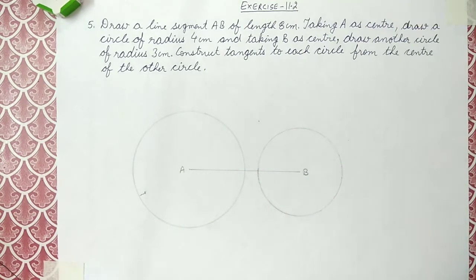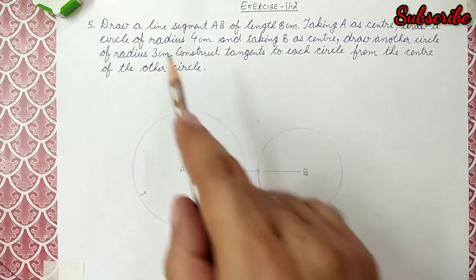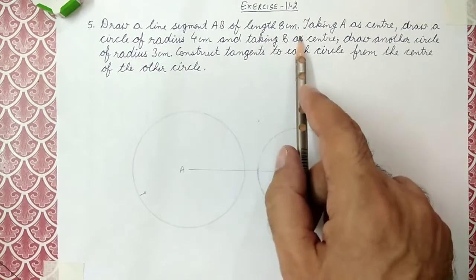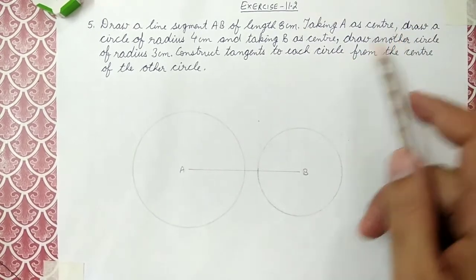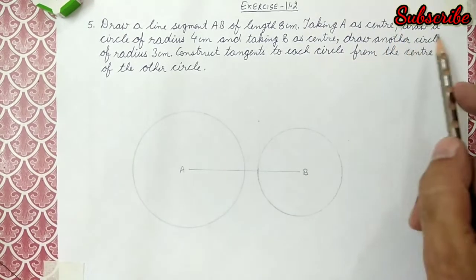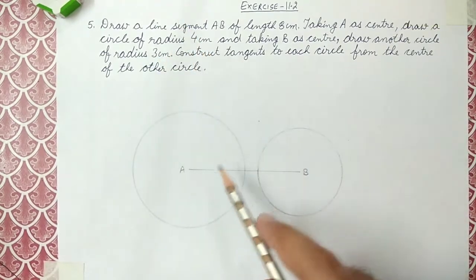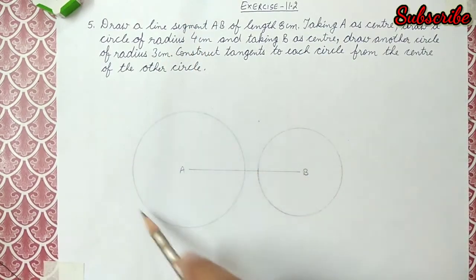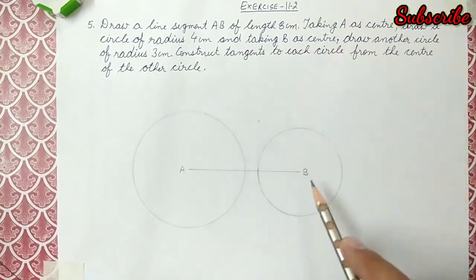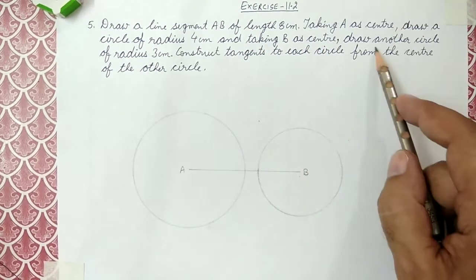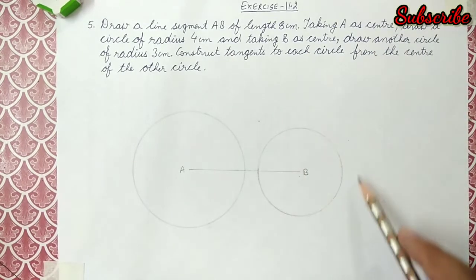Now, see, whenever the question is long, just divide the question and understand it. The first line is: draw a line segment AB of length 8 centimeters. So we do it. AB is the line segment of 8 centimeters. The next thing is, taking A as center, we take this as center, draw a circle of radius 4 centimeters, which I have already drawn. You can see this is the circle of radius 4 centimeters with the center A. Then taking B as center, draw another circle of radius 3 centimeters.